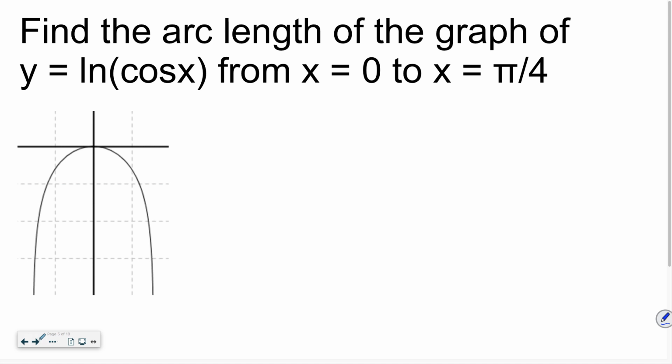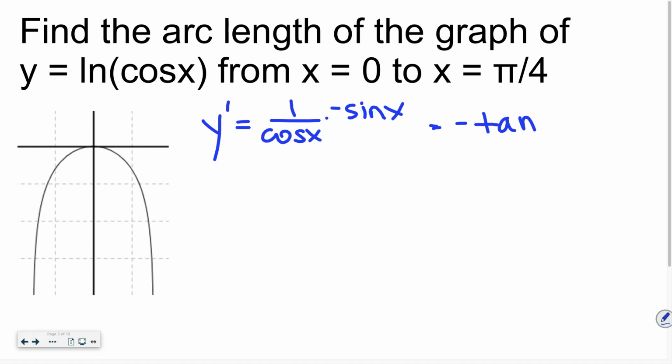In order to set up arc length, we need to know the derivative. Isn't the derivative just secant of x? I would not say that, because we have the chain rule: 1 over cosine of x times the derivative of the inside, sine x. So the derivative is negative tangent of x. Could you leave it as negative sine of x over cosine of x? Yeah, sure. But why would you want to?